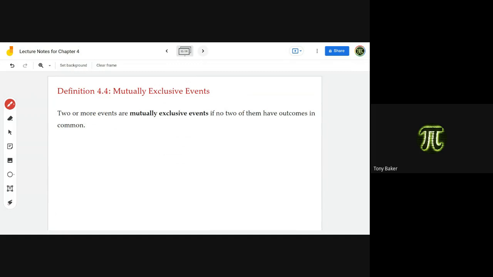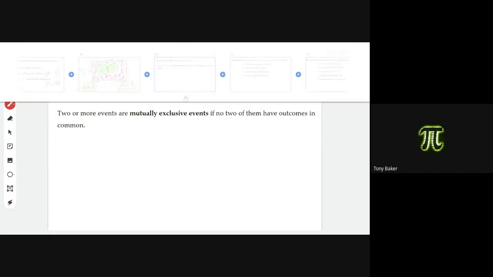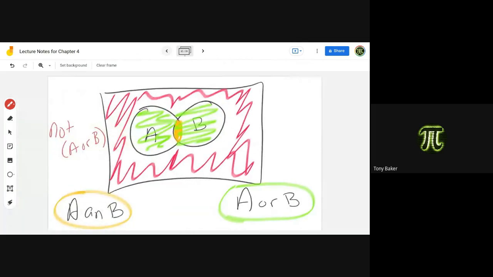So the first thing we're going to look at when we start talking about events, since we're starting to get into a variety of different types of events. Oh, that's okay. I will put that one back. So we're going to do those together. That was a different slide there. We have things called mutually exclusive events. So the Venn diagram I just showed you there, are A and B mutually exclusive?